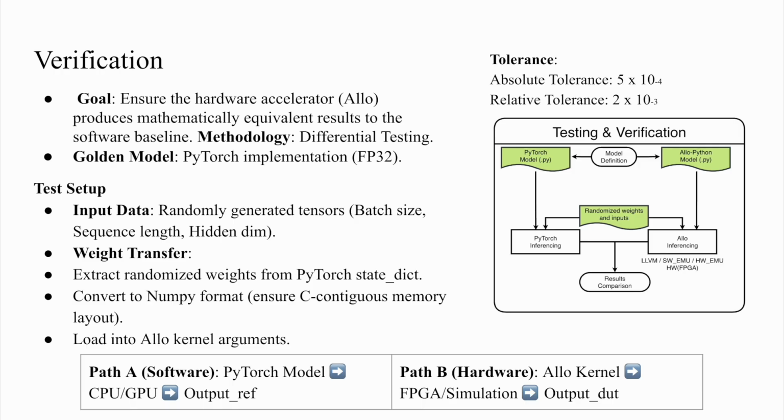As you can see in the diagram, we first have our model defined and implemented in PyTorch and Allo Python. We run it through PyTorch to get the output as a reference, and we also run it through Allo to get the output from the hardware emulation. Then we compare them to make sure our implementation matches what's in PyTorch. Since we have our design verified, we can start to evaluate our design.